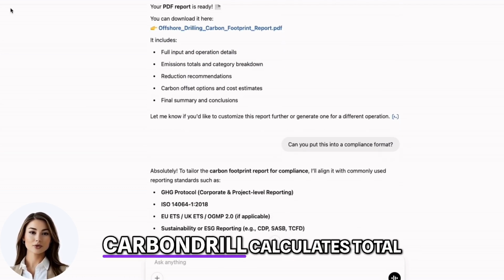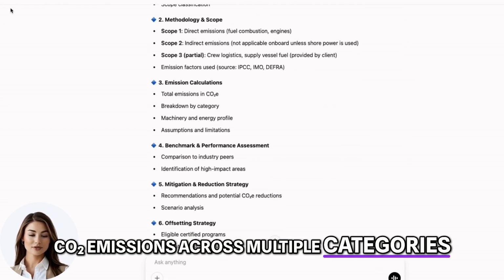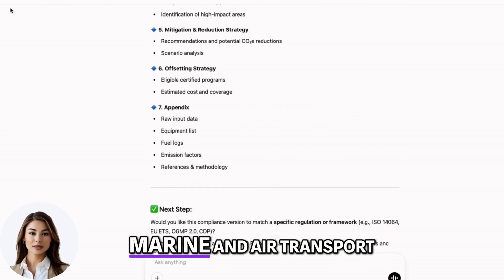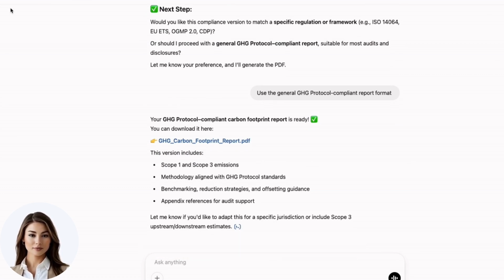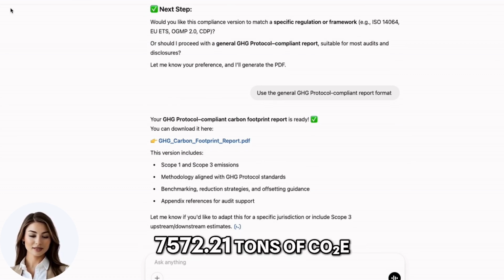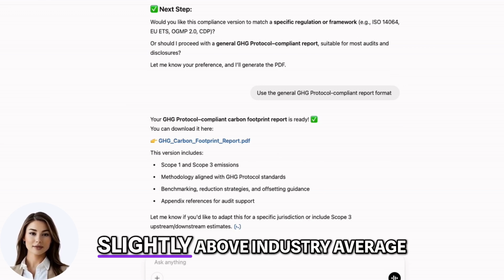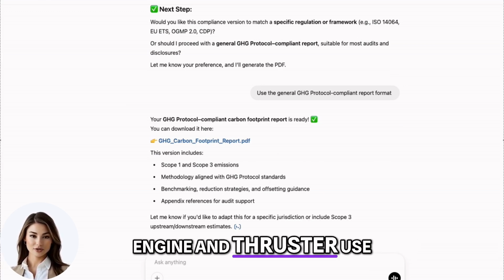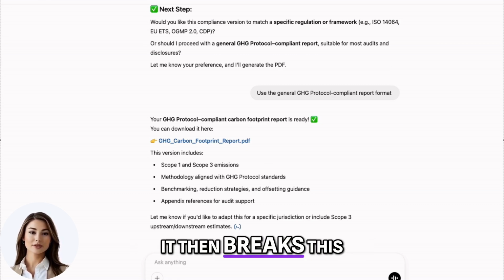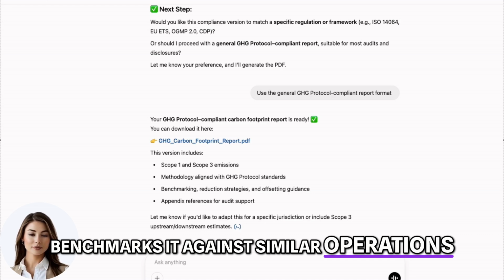With that, CarbonDrill calculates total CO2e emissions across multiple categories: fuel combustion, marine and air transport, accommodation load, and machinery power. The result? 7,572.21 tons of CO2e, slightly above industry average due to continuous high-powered engine and thruster use. It then breaks this down per category and benchmarks it against similar operations.